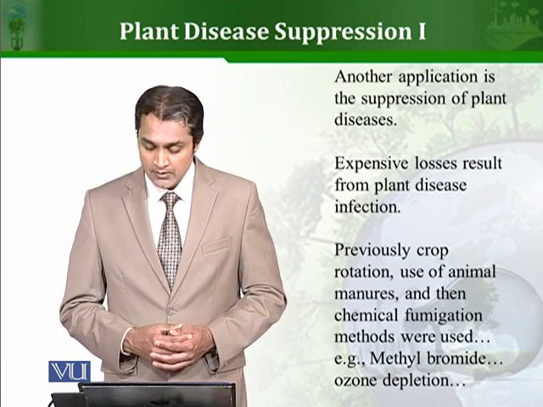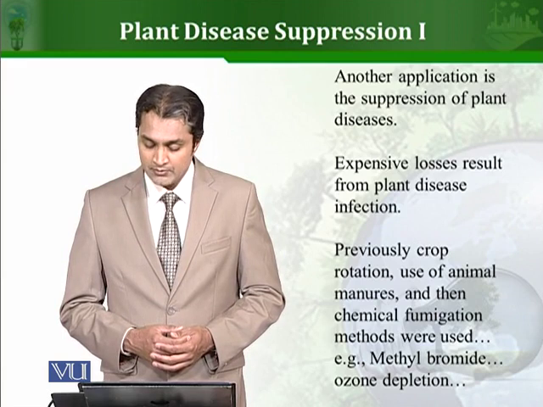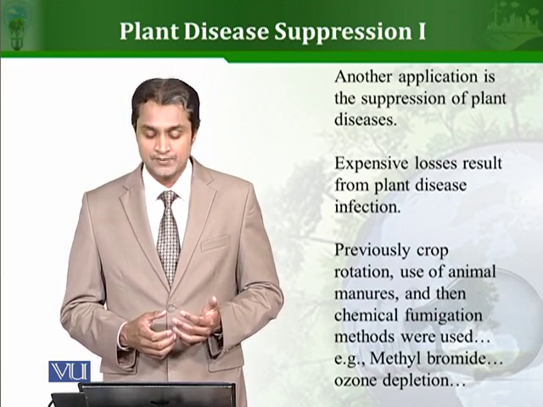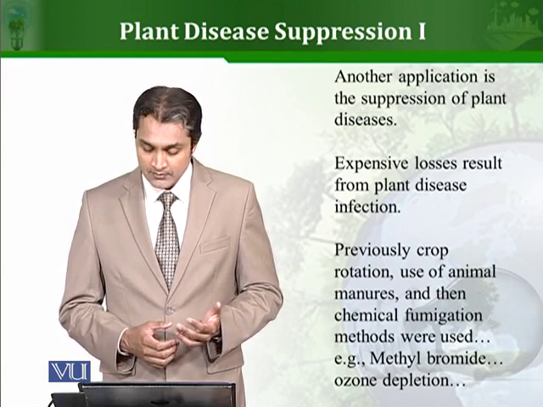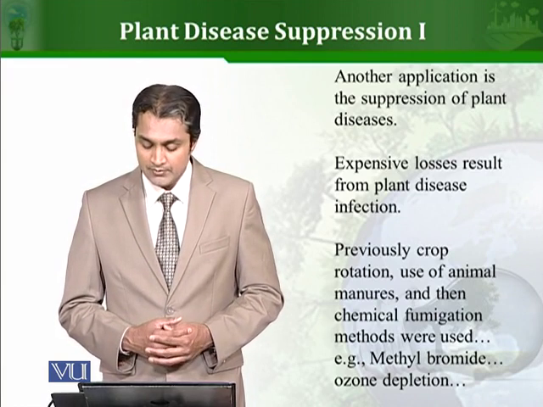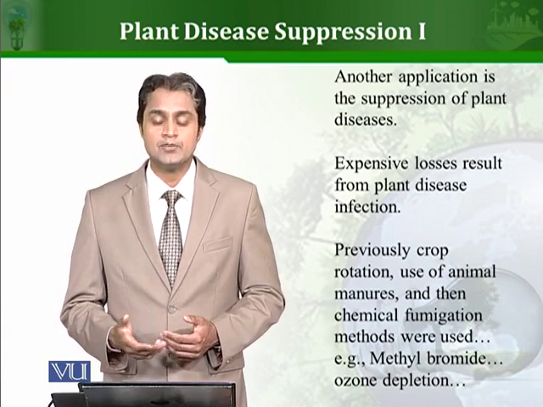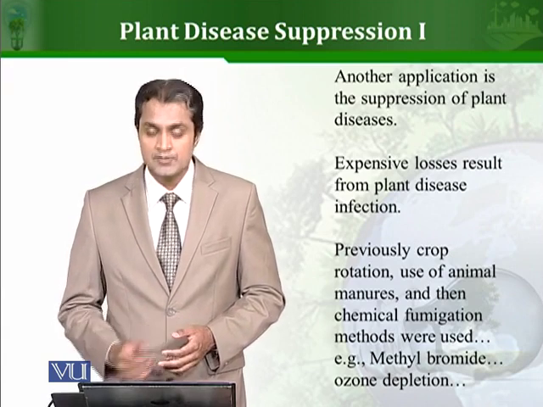For example, crop rotation, use of animal manures, chemical fumigation, all those have been used to suppress the plant diseases. For example, one of the chemicals which had been used is methyl bromide, but it has been observed that the usage of this chemical can result in the depletion of the ozone.